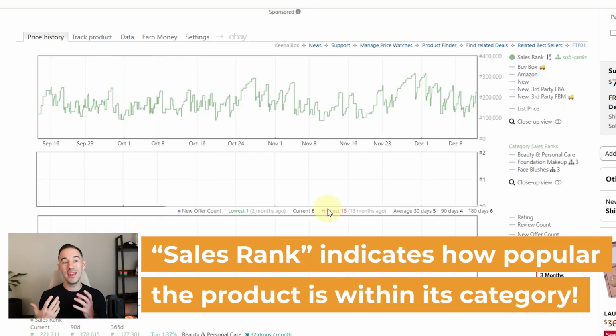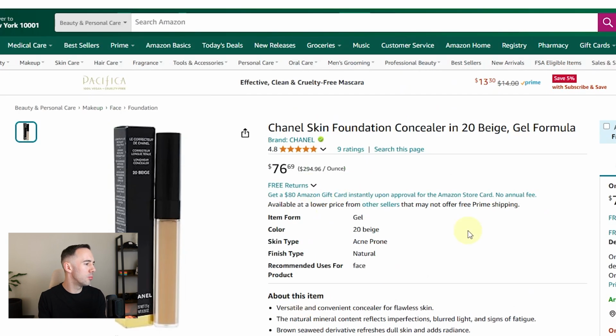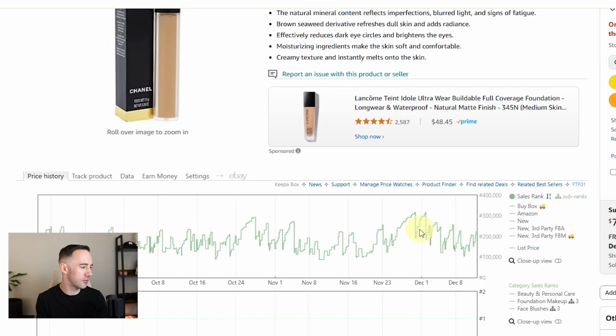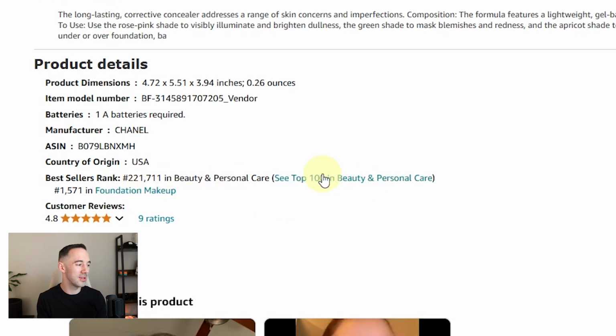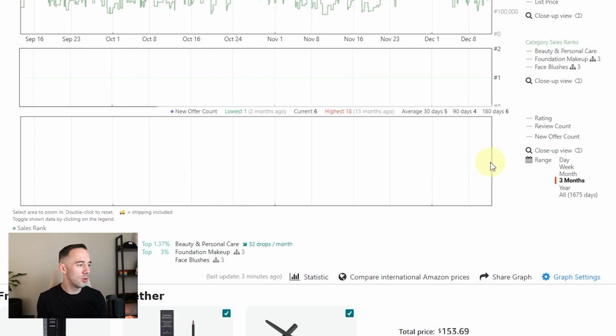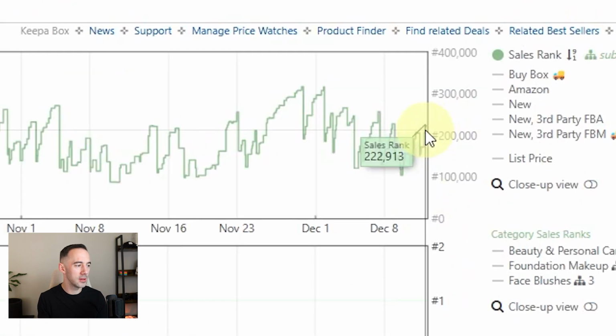Now, sales rank is a number which Amazon records on the listing, and that's for that specific category. So for example, right now, we're in what would be considered the beauty category. And if I scroll down and show you over here, product details, you'll see it'll be beauty and personal care. And this is ranked right now 221,000. And that's because it's reading here in the top 100. So this 221,000 will show up around here. So you can see this is hovering around 221,000 there.